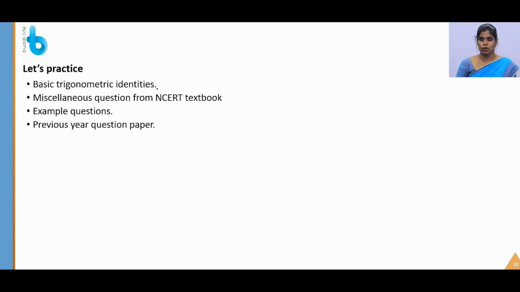You also need to learn all the basic trigonometric identities which you have already learned in class 11, and I want you to have a recap in this class also, and solve all the miscellaneous questions from the NCERT textbook and solve the example questions also, and try to solve all the previous year question papers also.